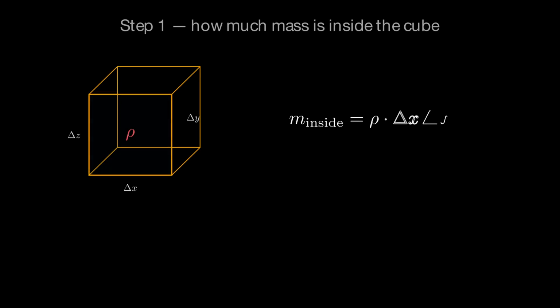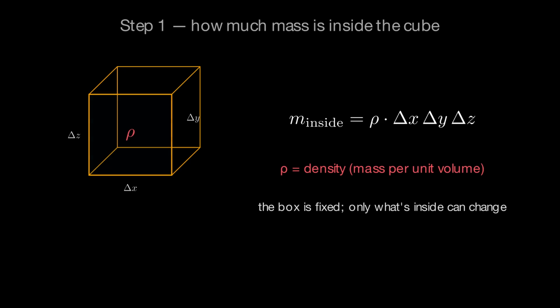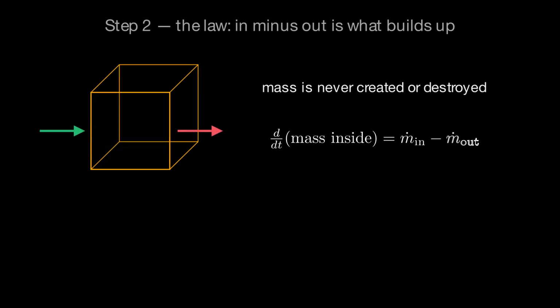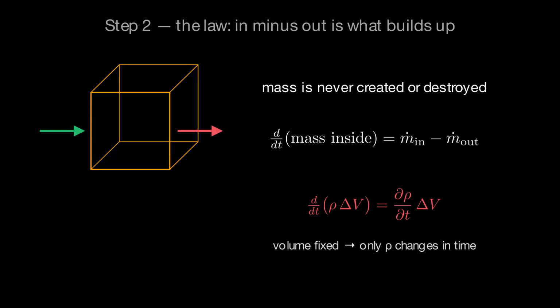Start with one cube, sitting still in the flow. The mass inside it is just its density times its volume, and that volume is delta x times delta y times delta z. The box is fixed in space, so the only thing that can change is the density packed inside it. The law we never break: mass is never created or destroyed, so the rate the mass inside builds up equals what flows in across the faces minus what flows out, and since the volume is fixed, that build-up is just the rate of change of density times the volume.